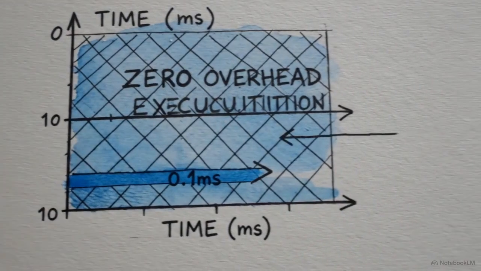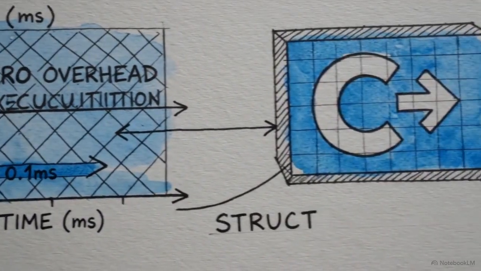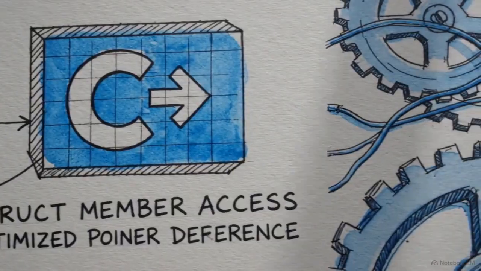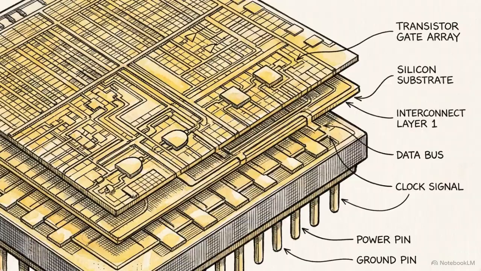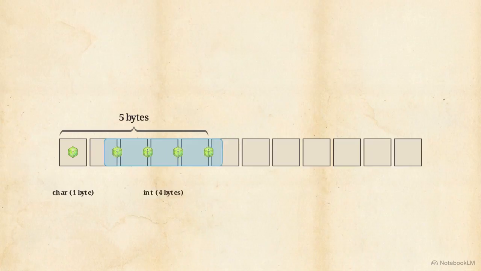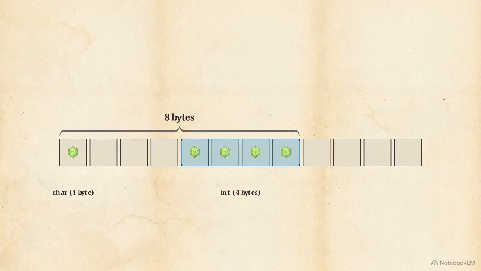Using structure pointers ensures that as your data models grow more complex, your execution speed remains consistent, avoiding the overhead of massive memory copies. Let's zoom in on the CPU. If you build a structure containing a 1-byte character and a 4-byte integer, you might expect it to consume exactly 5 bytes. Yet if you check the memory footprint, it often consumes 8.